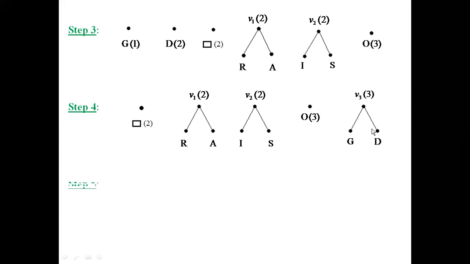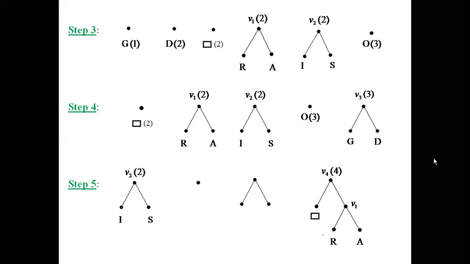The remaining vertices and their children will be undisturbed. So this is the new tree formed: a new vertex V4 whose weight is 4. The left child is space and the right child is V1. V1 has two children, R and A. The remaining vertex is V2 with its children, and O and V3 with its children are undisturbed.